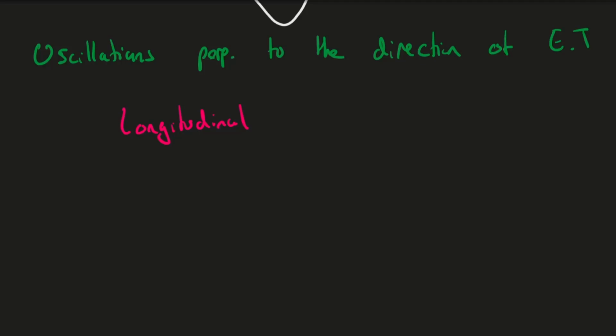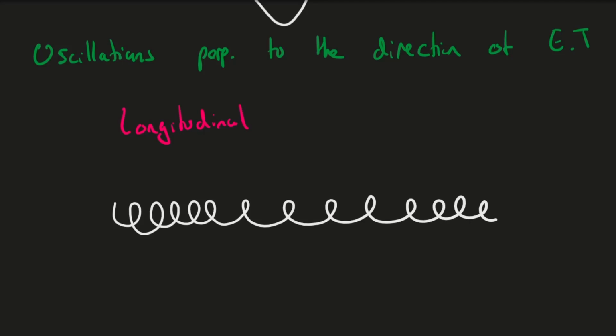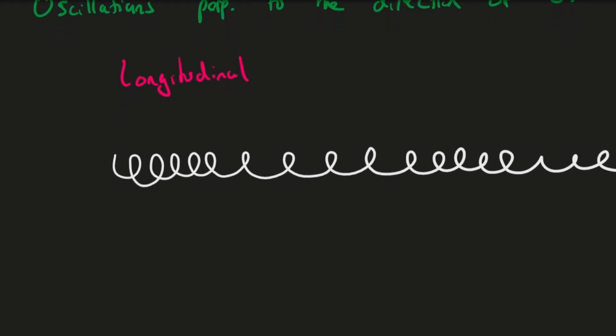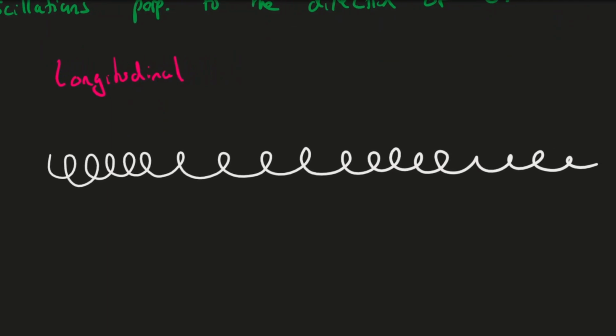A longitudinal wave we can represent on a slinky or a spring. And what you see with a longitudinal wave is you might have your slinky like this, bunched up over here, and then it spreads out, and then it bunches up again, and then it spreads out. And what these sections are called is compressions and rarefactions. So this would be a compression, and over here you would see a rarefaction. That's the bit where it spreads out.